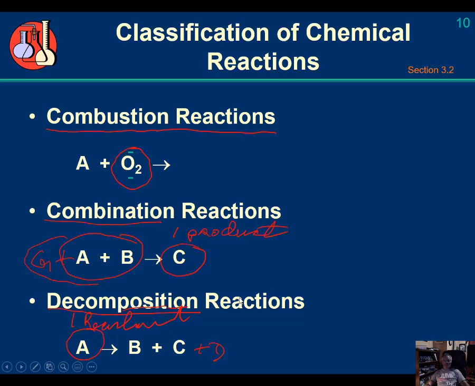So, combustion reactions we recognize because they have O2 as a reactant. We could have different products over here from a combustion reaction. A combination reaction we recognize because we have multiple reactants, but we only have one product. If you see one product on the product side and multiple reactants, you know you have a combination reaction. And then a decomposition reaction really just goes the other way. We have one reactant and multiple products.